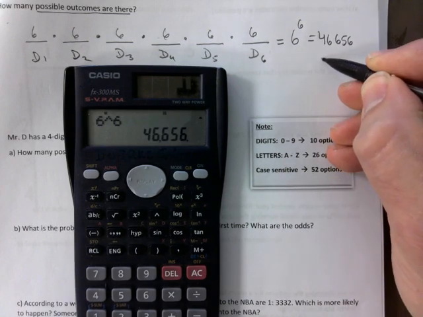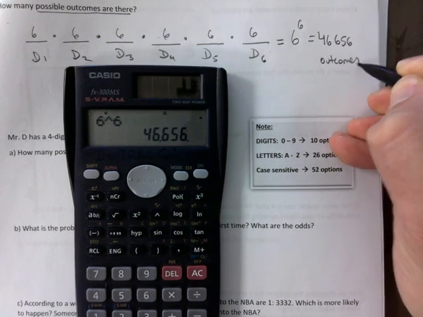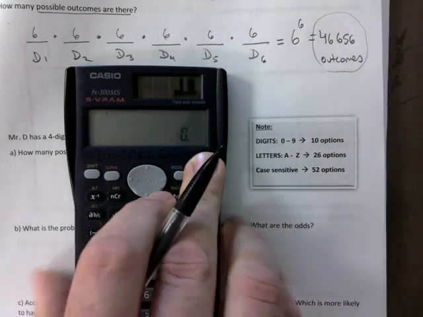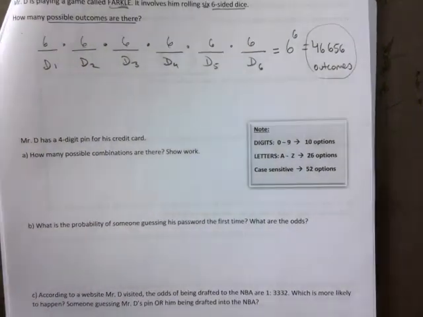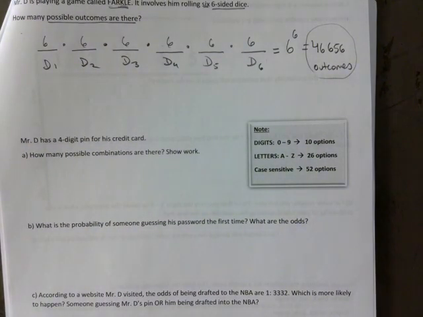46,656 outcomes. It's crazy, isn't it? It gets bigger than that. When it comes to license plates, phone numbers, all those things, you know they introduced 431 as our area code, right? Some of you have 431s already. That's because they ran out of numbers, right? So they had to start a new area code because they ran out of numbers. So they know how many outcomes.